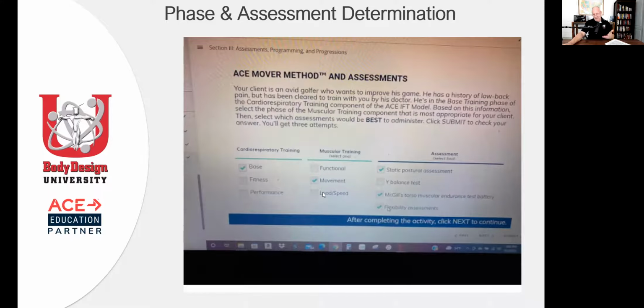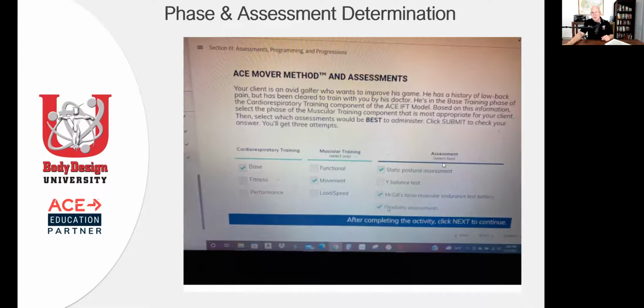I do not know the answer to this particular question. I'm talking through it with you. Now it's either this or this. And when I go through the case study, it's still going to be a toss up, but I think it's going to make more sense to go with load and speed.